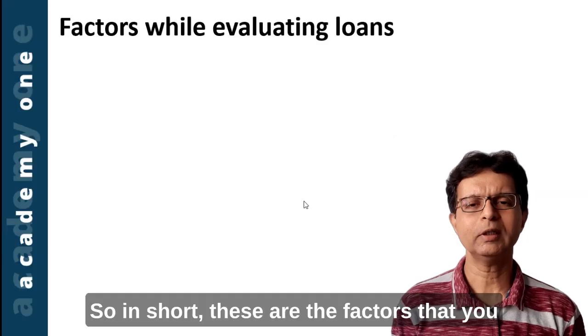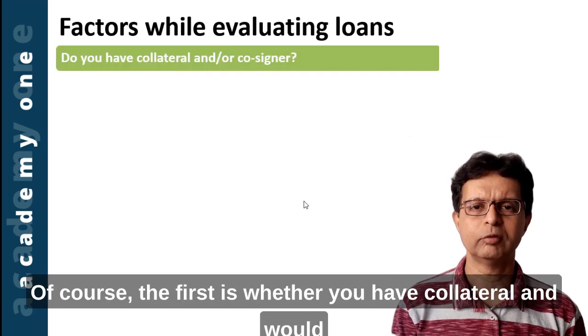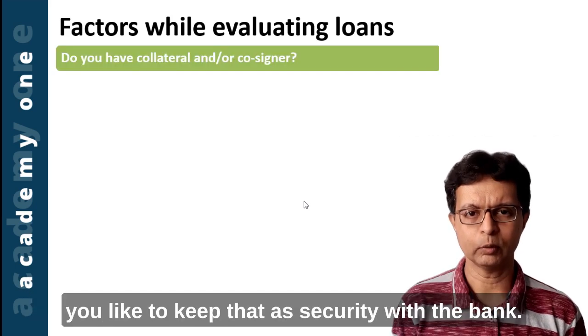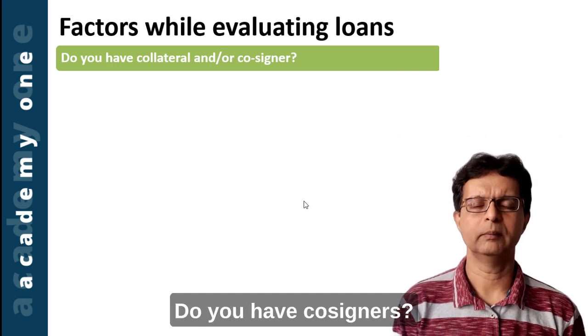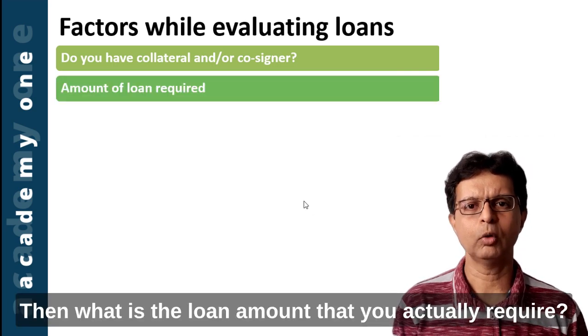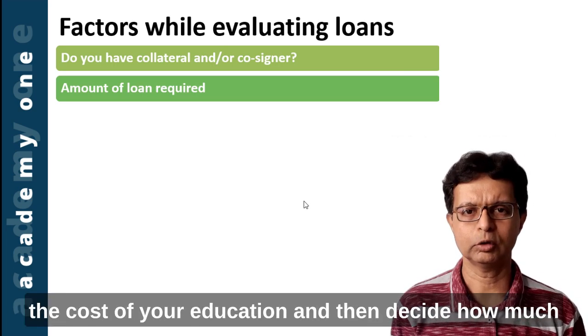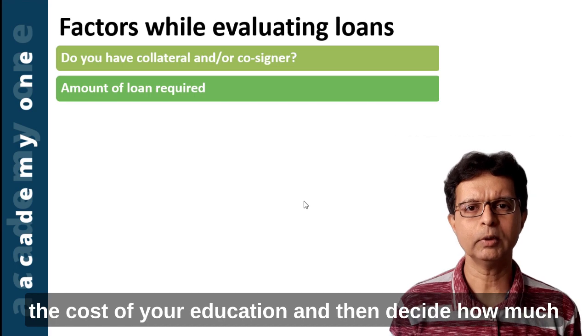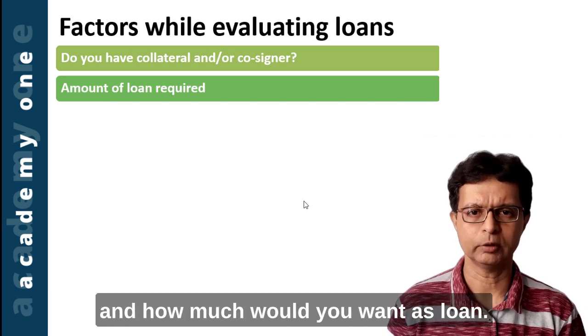So in short, these are the factors that you should consider when applying for an education loan. Of course, the first is whether you have collateral and would you like to keep that as security with the bank. Do you have co-signers? Then what is the loan amount that you actually require? Now for that, you will have to estimate the cost of your education and then decide how much of it would come from your and your parents' side and how much would you want as education loan.